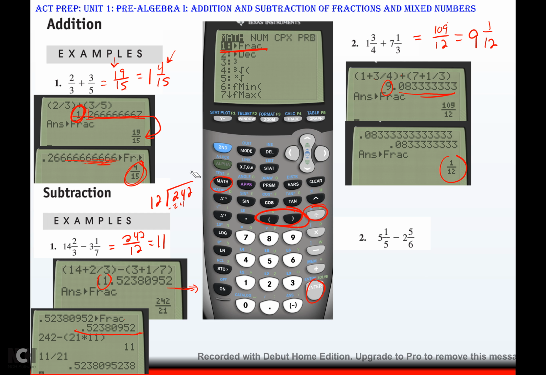Yeah, 242 divided by 21. Sorry, you're like dyslexic much? Like, no, why are we getting that? I'm sorry, 21. That goes in there one time. Take away 21 leaves 3.